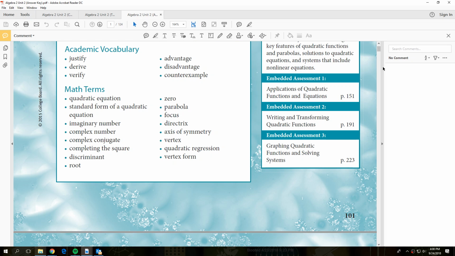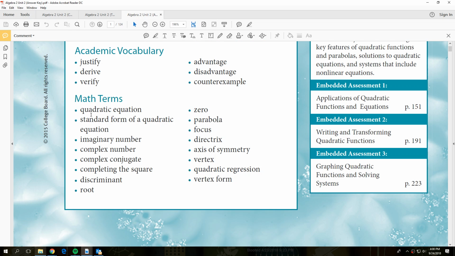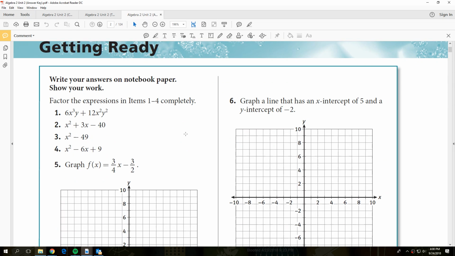Okay, quadratic equation, standard form of a quadratic equation, imaginary numbers, complex conjugate, completing the square, discriminant, root, zero, parabola, focus, directrix, axis of symmetry, vertex, quadratic regression, and vertex form. All of those math terms you will become very, very familiar with.